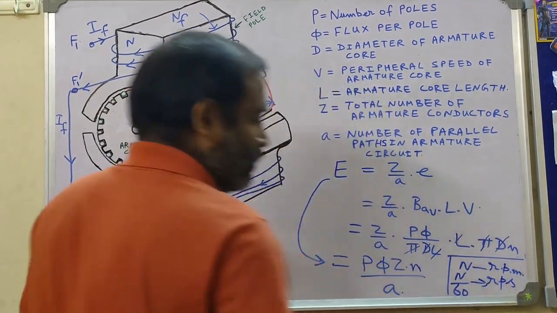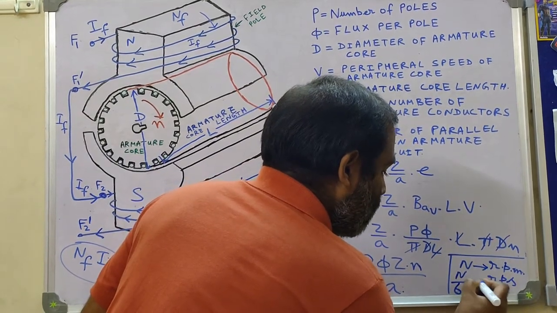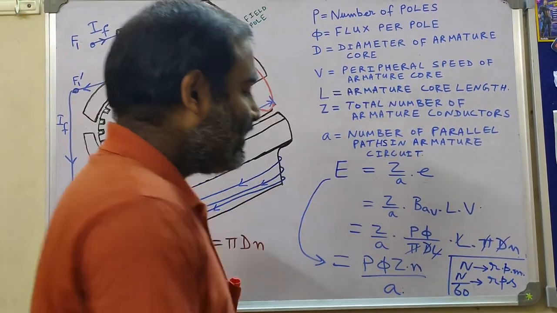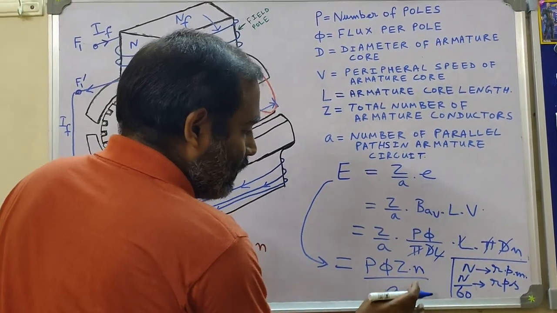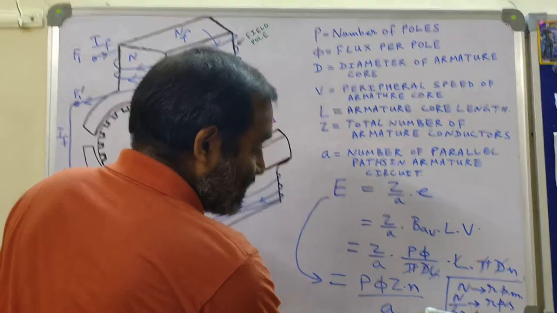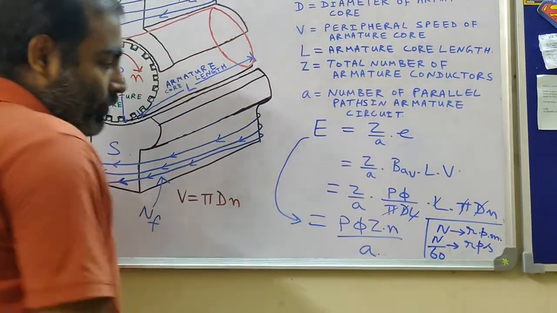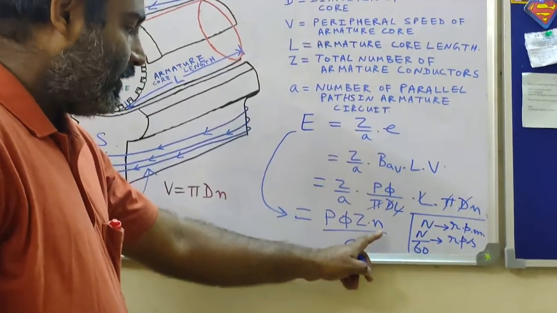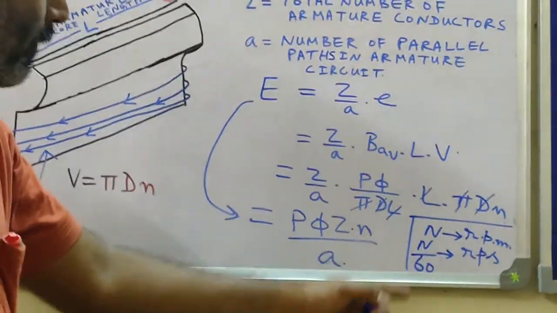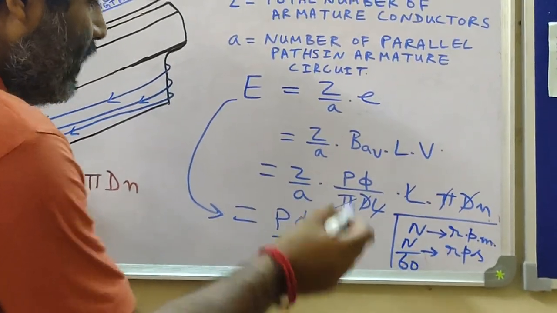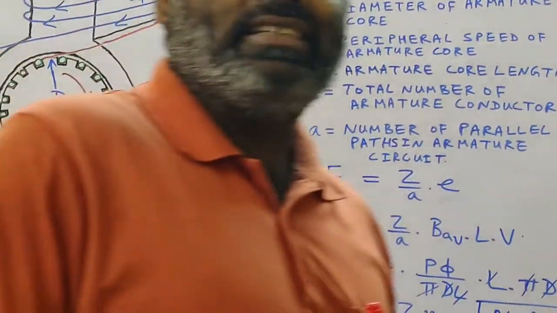What we have done is simply divided the speed in RPM by 60 so that we get the speed in RPS, revolutions per second. So now you can replace this small n by capital N by 60. In that case, it becomes P phi Z N by 60A. If you want to keep the speed in RPS, this is the expression P phi Z n by A. If you want to express it in RPM, then it is P phi Z N by 60A. So this is the expression for EMF induced in the armature of a DC machine.